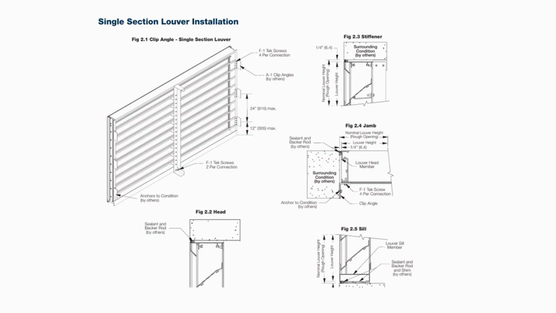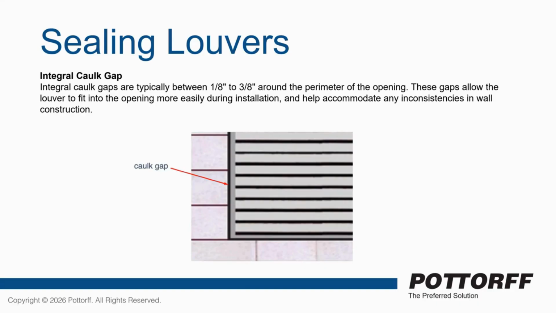So installers need a little bit of space as that goes, but they can put this into the opening, and then we'll see on the back side. These are all available on our website. This is actually in a PDF on how to space the clip angles and how to fasten them once it's in the opening there. And we do require people to caulk or seal between the louver and the building finish.